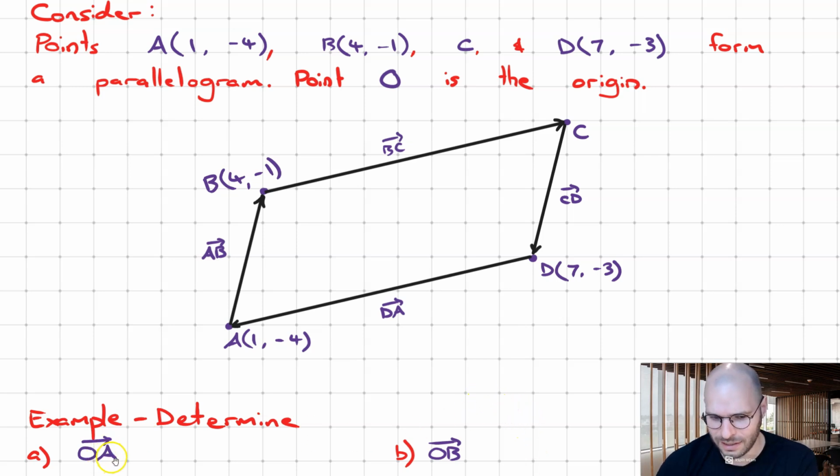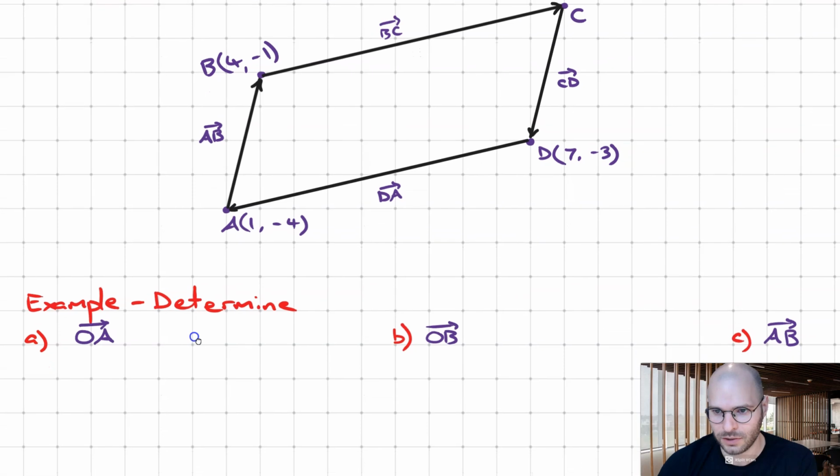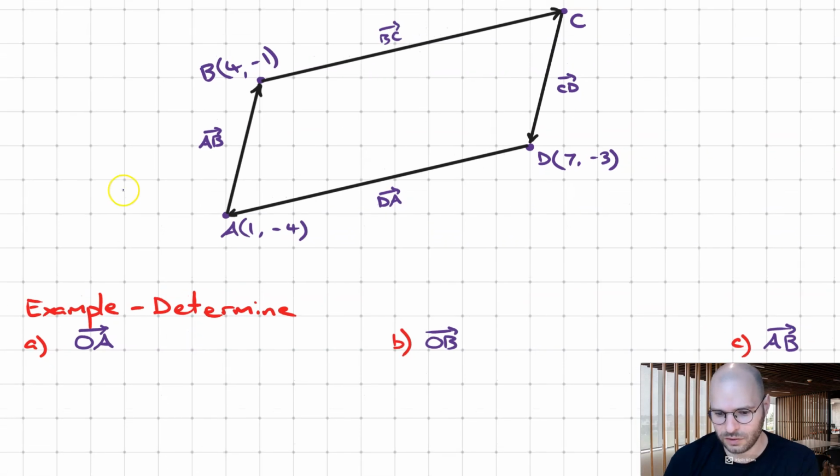Now, OA, we want to describe the position vector OA. We don't have position O listed on our diagram here, but reading the initial text, we can see that point O refers to the origin. Now this one we're going to take a leap of faith, and I'm just going to tell you what the answer is. To describe position vector OA, or the movement from the origin to point A in space, all you need to do is grab the coordinates of point A, which is 1 and minus 4, and we write it as a column vector.